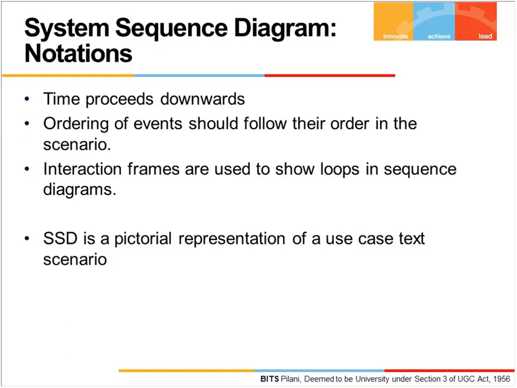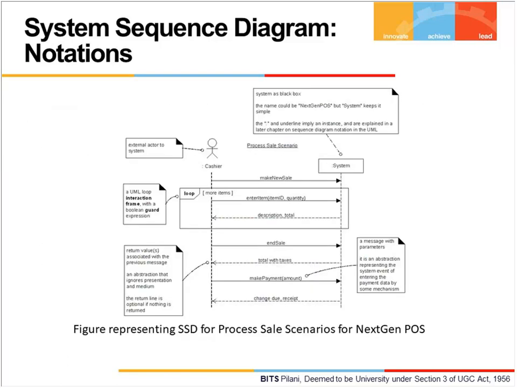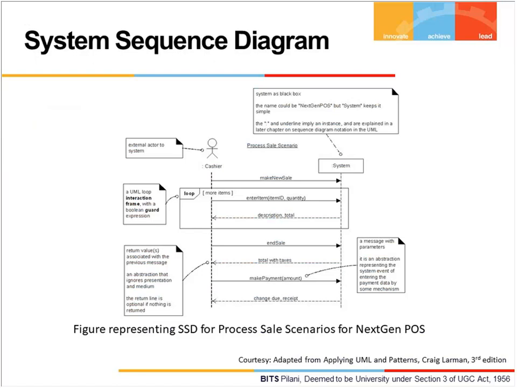Next, interaction frames are used to show loops in a sequence diagram, right? We will understand what a loop is. Let me go back to the previous slide and zoom in a little. So in this case, here is one loop, right?